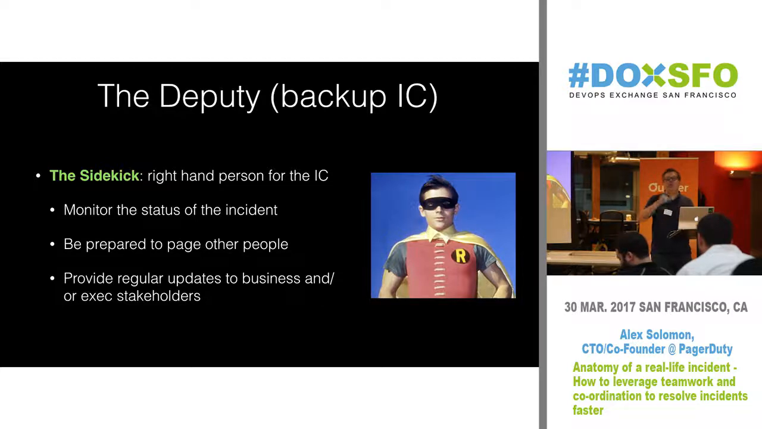But it is important that the execs and other business stakeholders know what's going on. They don't need the play-by-play technical details. They just need to know what's the impact, who's on it, are people actually on it, can I trust that the team's working on this, and what's the estimated time to fix, and keep the updates coming. So maybe every 10 minutes, every 20 minutes, whatever works for you guys.